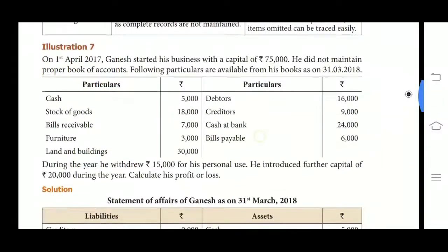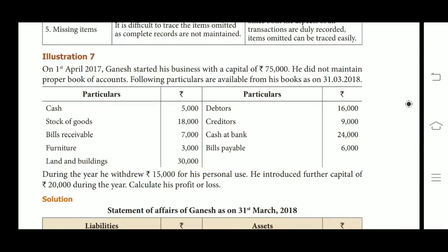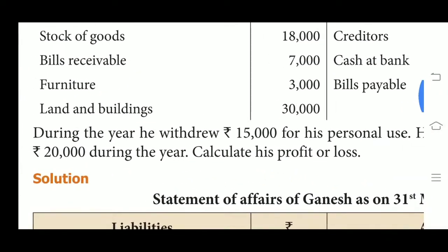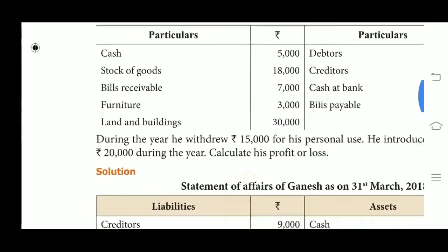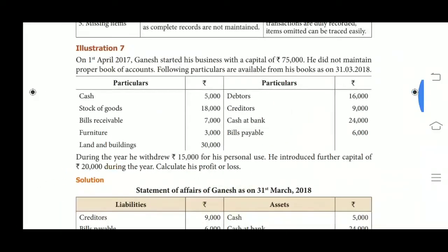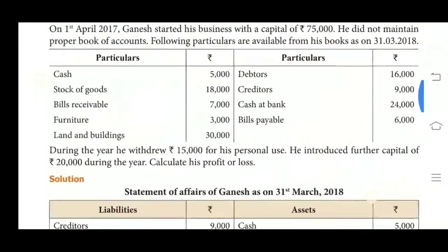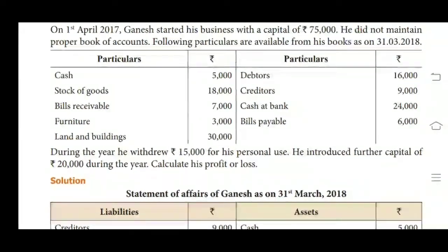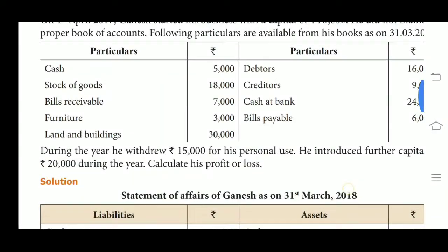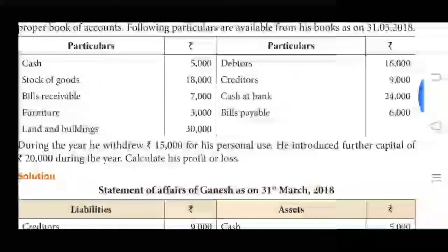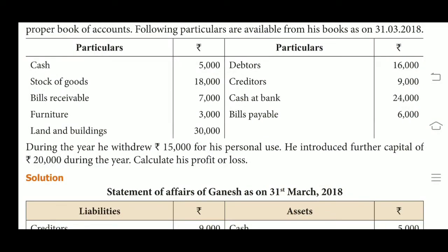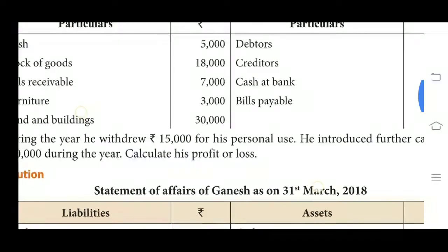The question is, during the year he withdrew, means drawings. Withdraw means drawings. What do you mean by drawings? A proprietor takes some amount for personal use. So he withdrew rupees 15,000 for his personal use. He introduced further capital rupees 20,000 during the year. So this value is known as additional capital introduced. So the question is, calculate his profit or loss.